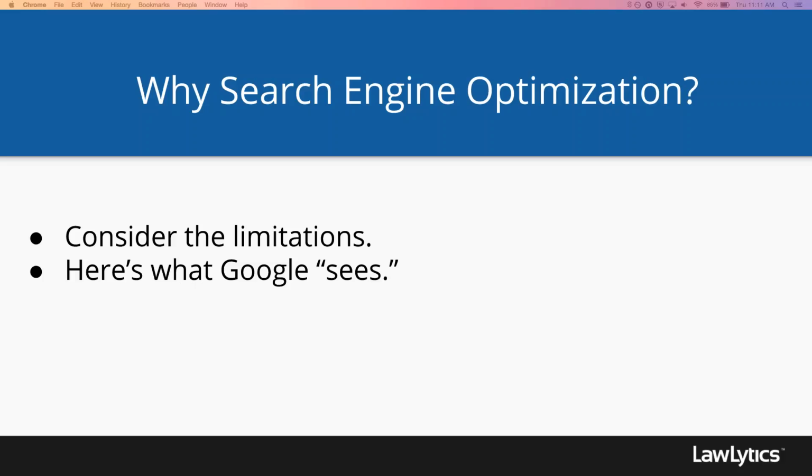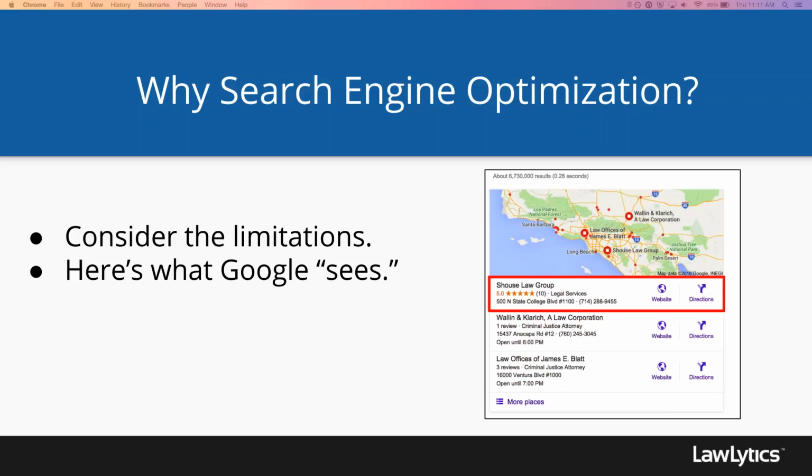Search engines all generally operate on the same principles that I've mentioned earlier, but to understand why SEO is important, we can't assume that Google interprets a website in the same way that we do. So let's take a look at an example so we can see where the technical limitations lie. If you type in California criminal defense attorney into Google, you'll get back some results that probably look like this. If you click on that link, you will be taken to this law firm's website.